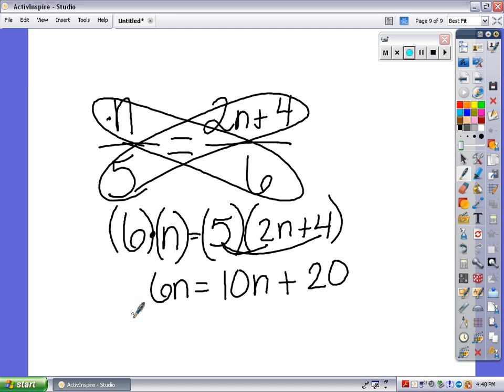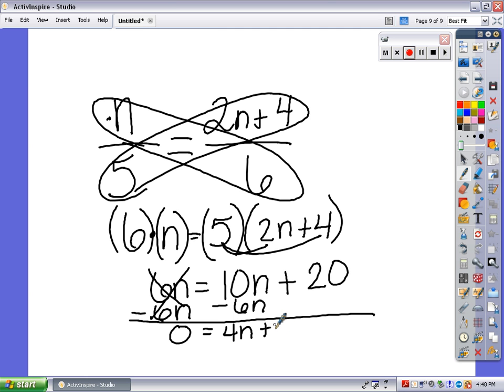So step number 1, I'm going to get rid of the number that's smallest. This is 6n, so I'm going to subtract 6n from both sides, to cancel that out. I have 0 on this side. 10n minus 6n is 4n plus 20. Now you're at a two-step equation. I'm going to subtract 20 from both sides.